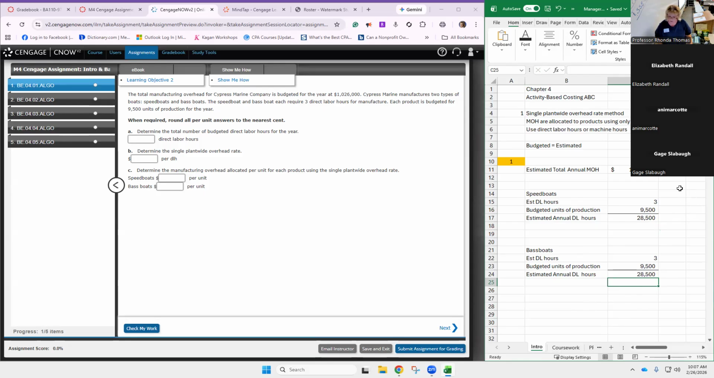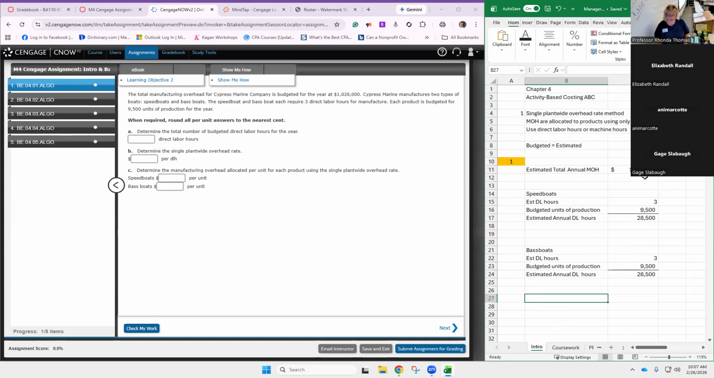So I'm going to put total down here. This is the total number of budgeted direct labor hours. This is one more time, because we didn't have that, did we? All we had was the estimated total annual manufacturing overhead, but we need to know how many direct labor hours this company is using to make these products, so then we can have an estimate to come up with a rate.